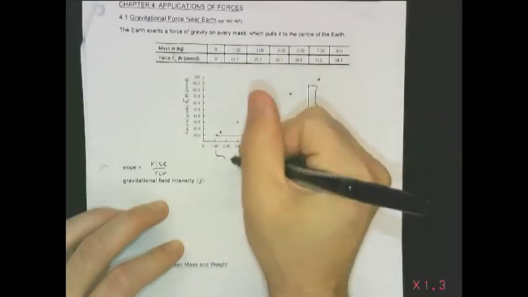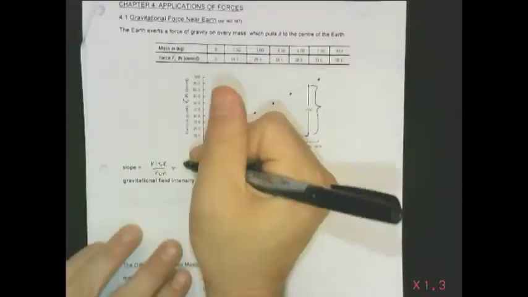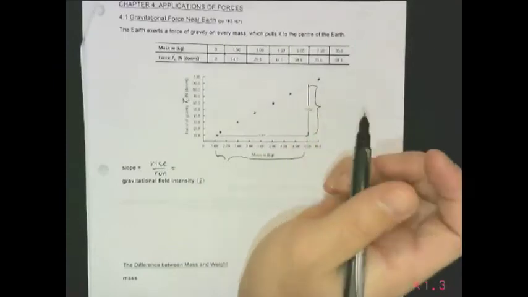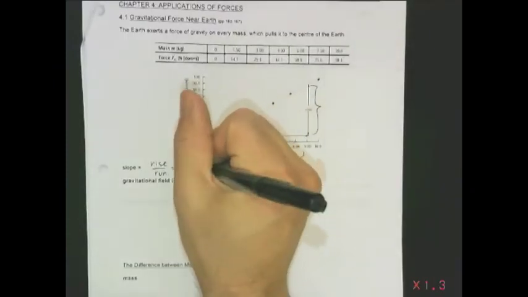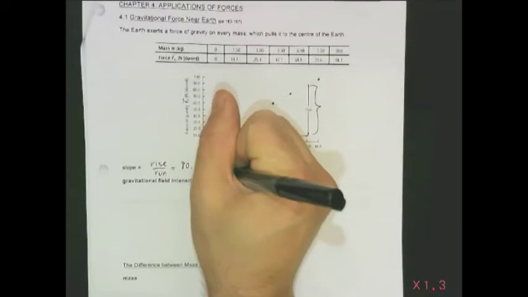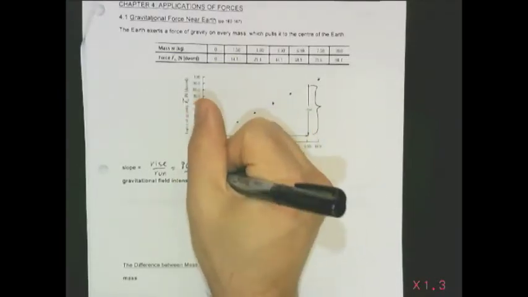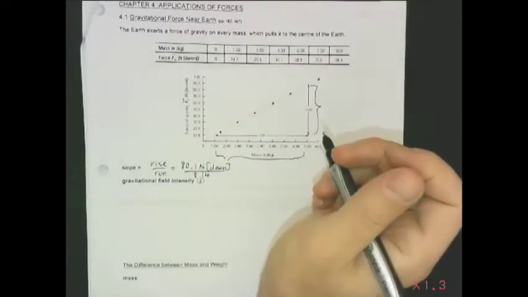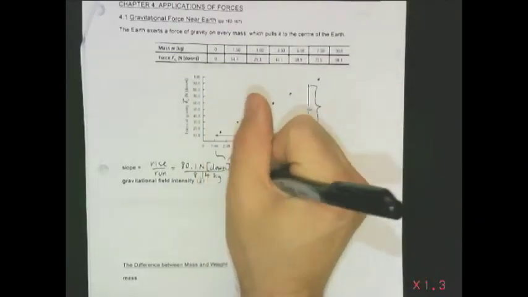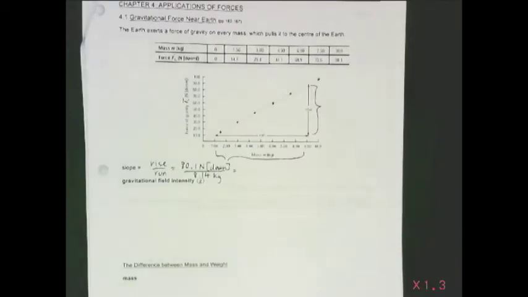between these 2 points, 80.1 newtons down divided by 8.14 kilograms. Bear with the numbers that they've chosen here for the rise and the run. Punch this into your calculator, and what do you get? The slope of the force of gravity versus mass graph.